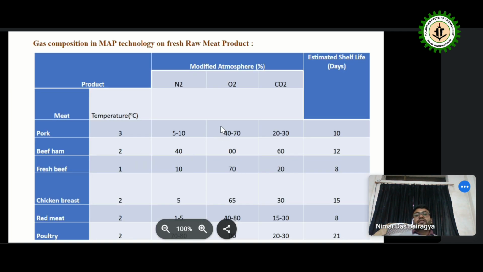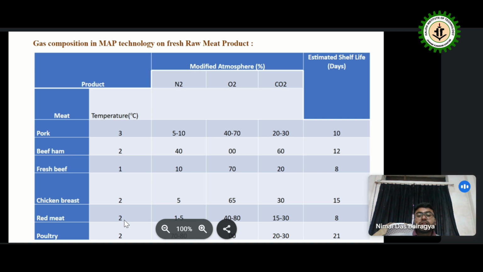So here is the gas combination for the raw meat products. At first, the pork. For the pork, if we keep the pork at 3 degrees Celsius temperature, nitrogen will be 5 to 10%, and carbon dioxide will be 20 to 30%, and the extended shelf life will be 10 days. Like chicken breast, if we keep it at 2 degrees Celsius, with nitrogen 5%, oxygen 65%, and carbon dioxide 30%, then the shelf life will be 15 days.